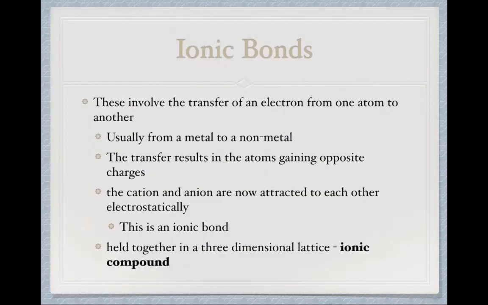Any cation is attracted to any other anion in the vicinity, and any anion is attracted to any cation in the vicinity. And so when we're making these compounds, we end up with these three-dimensional lattices, and this is what we call ionic compounds. We can take a look at a graphic for what this is going to look like here.